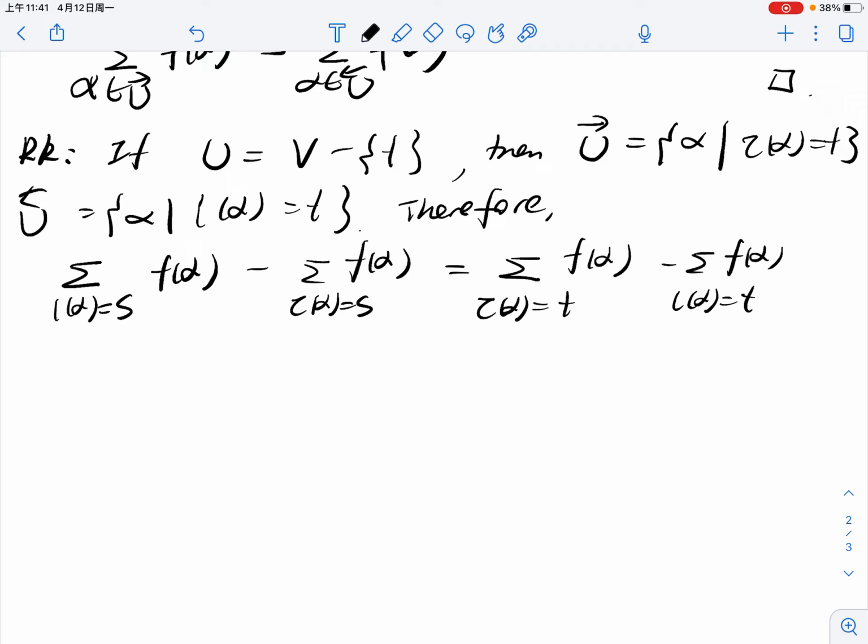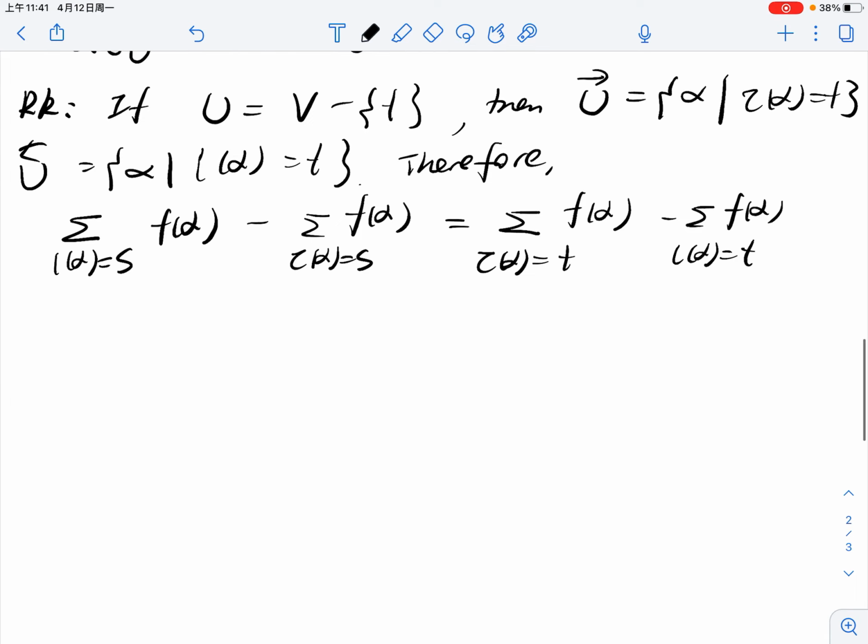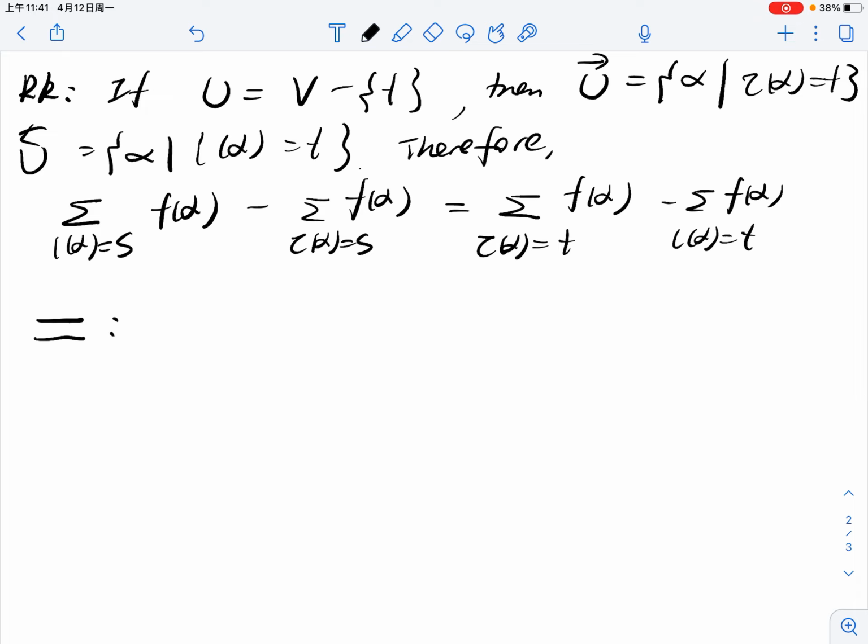Actually, this is the formula we derived a long time ago in the last lecture. And we will call this quantity the value of the flow F, denoted by val(F).